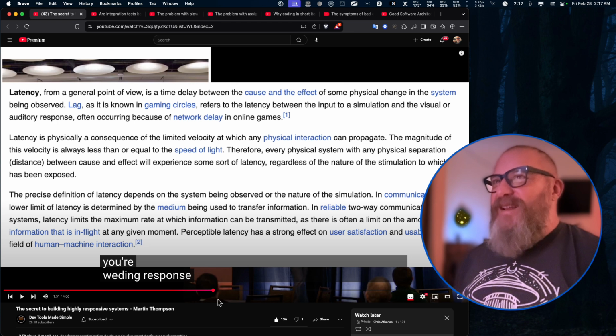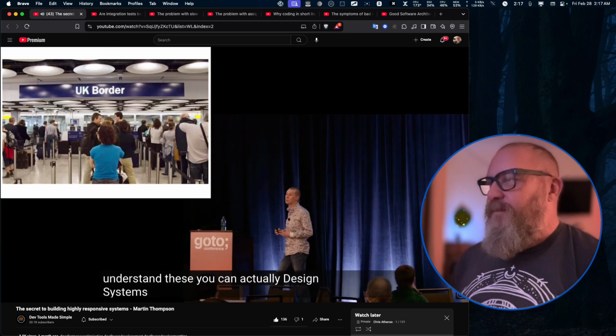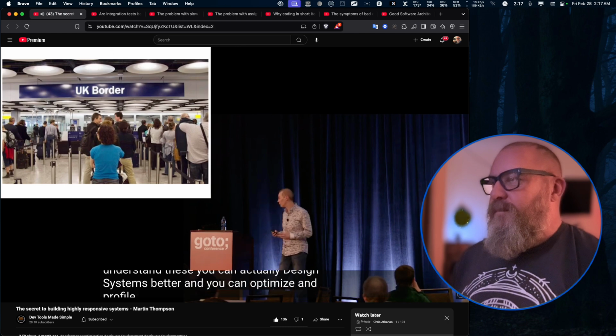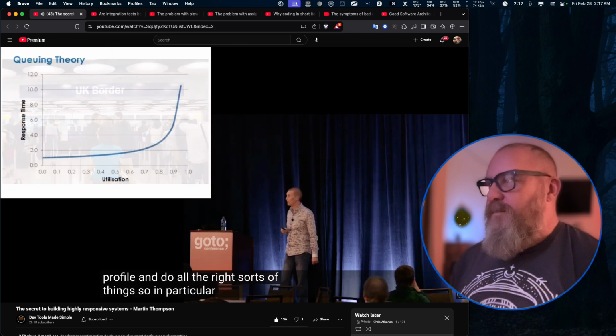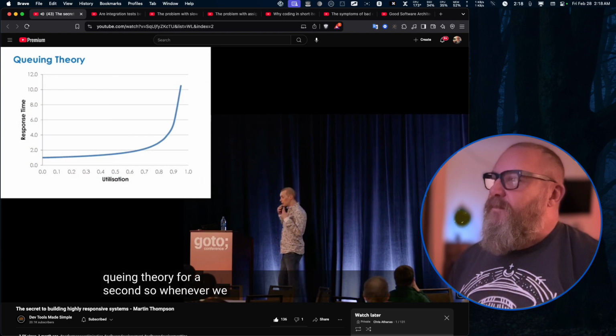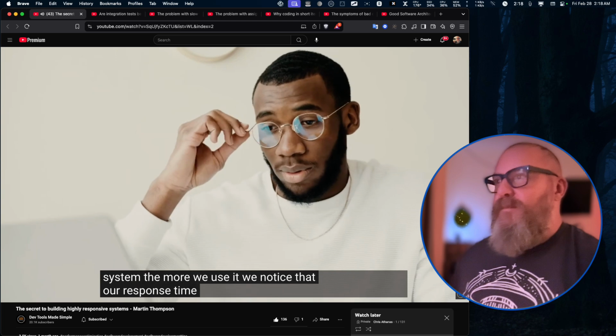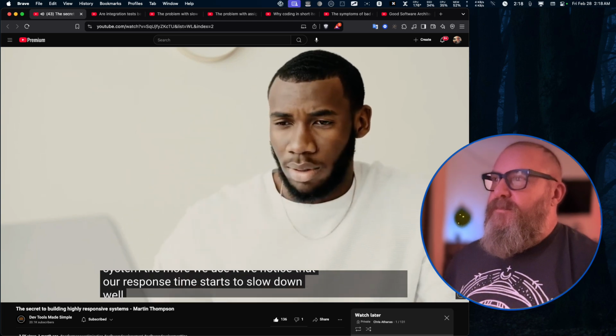I love this kind of stuff. Response time has to include the service time as well. And once we understand these, you can actually design systems better, and you can optimize and profile and do all of the right sorts of things. So in particular, let's look at queuing theory for a second. Whenever we start using the system, the more we use it, we notice that our response time starts to slow down. Well, why does it slow down?